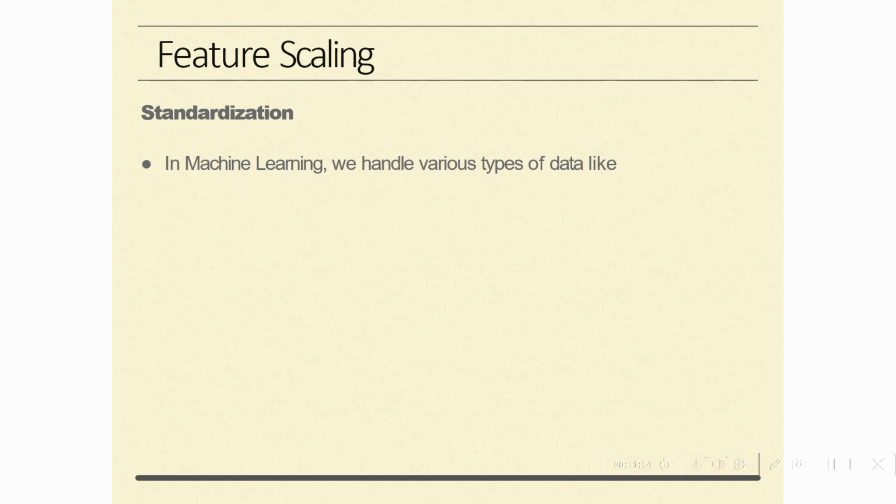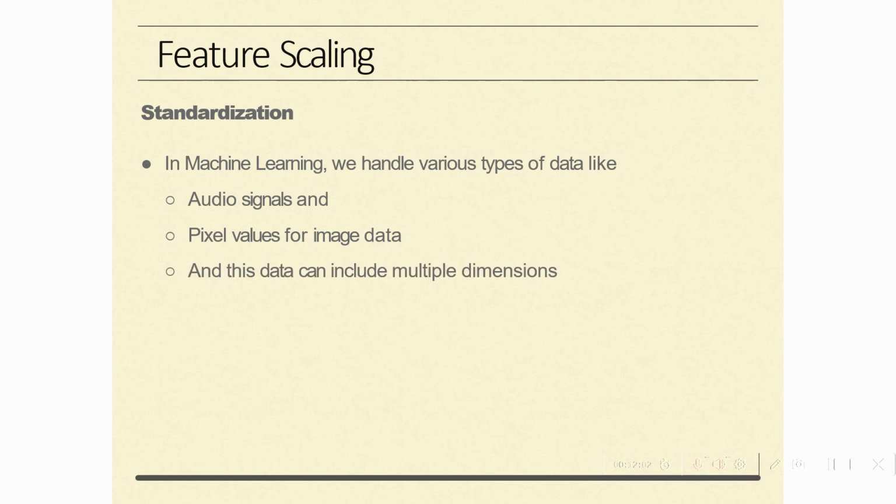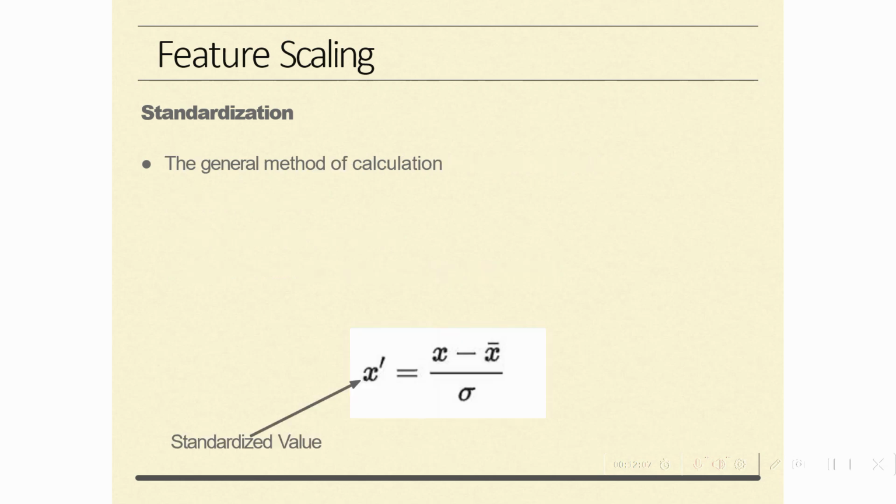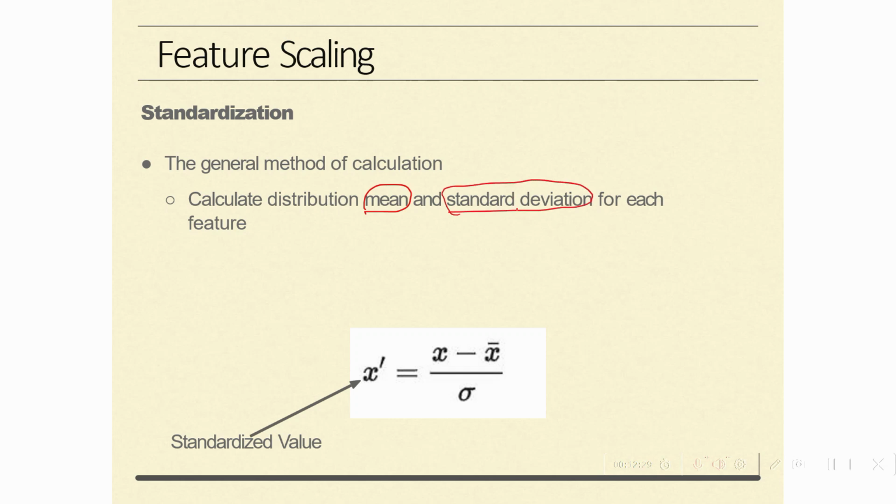Here we have various types of data, like audio signals and pixel values of image data, and this data can have multiple dimensions. At that time we apply the concept called standardization. The general method is to calculate the distribution mean and standard deviation for each feature. First you find the mean value for the entire features and the corresponding standard deviation. Based on this information, we find the corresponding standardization.